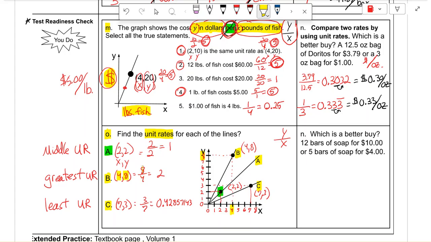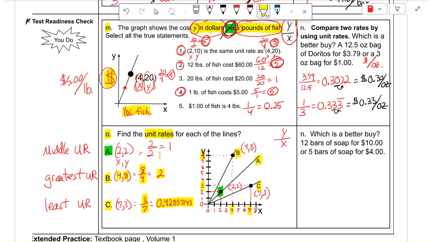To find the unit rate, we put the Y on top and the X on the bottom, and 8 divided by 4 is 2. Then we go down to C. C is lined up with the 7 on the X and the 3 on the Y. So 7, 3, we put the 3, the Y, on top, and the X on the bottom, and 3 divided by 7 is this long thing on your calculator screen. It just doesn't stop. It just keeps on going.